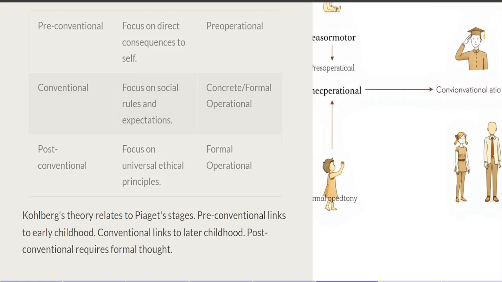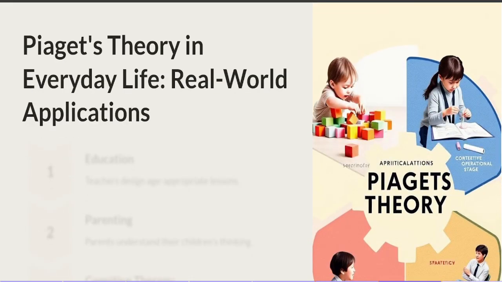So Kohlberg's theory relates to Piaget's stages. Pre-conventional links to early childhood, conventional links to later childhood, and post-conventional requires formal thought. Piaget's theory in everyday life: real world application.